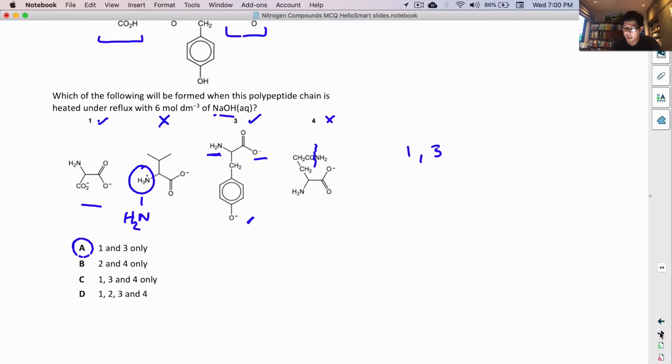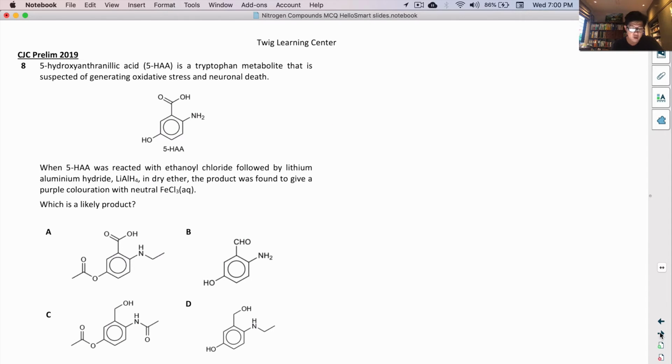Okay, let's look at question 8. Okay, look at this question. When 5-hydroxyanthranilic acid, 5-HAA, a tryptophan metabolite that is suspected of generating oxidative stress and neuronal death, reacts with ethanoyl chloride followed by lithium aluminum hydride, the product was found to have a purple coloration with neutral FeCl3. Okay, so which means the final product must have phenol. So I'm not going to touch the phenol.